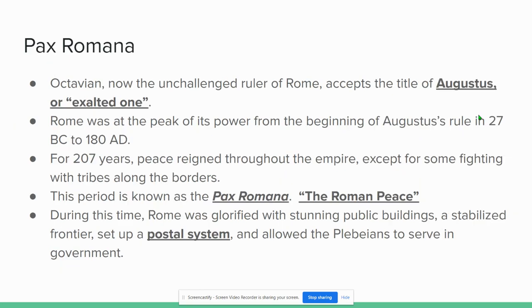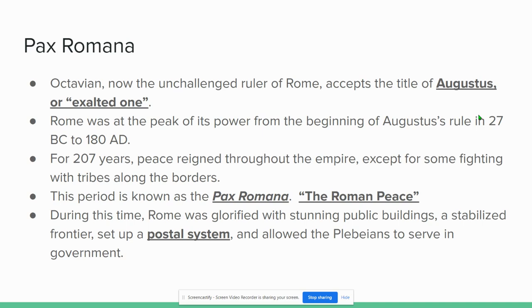So Octavian now is completely unchallenged, the sole ruler of Rome, and he accepts the title of Augustus. And Augustus in Latin stands for the Exalted One. So he becomes the first emperor of Rome.